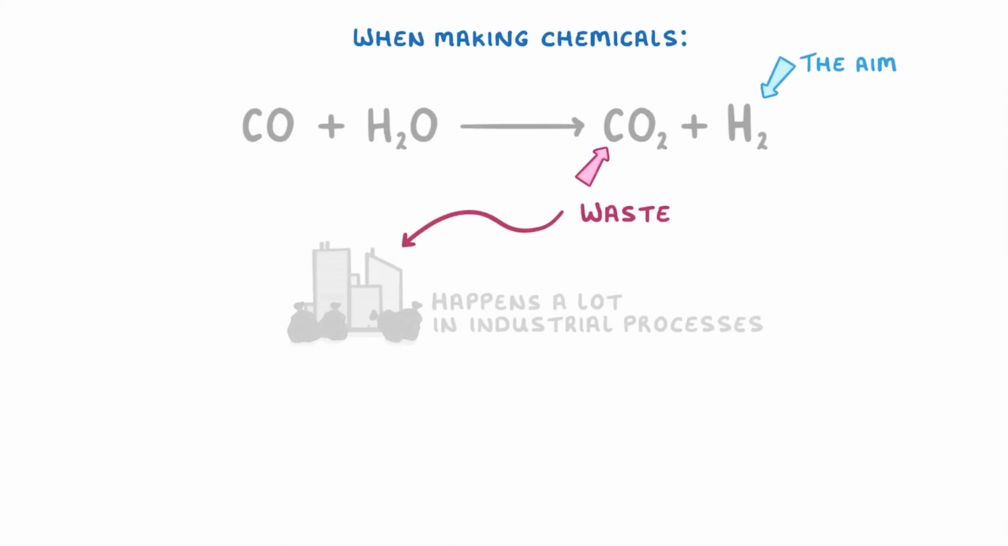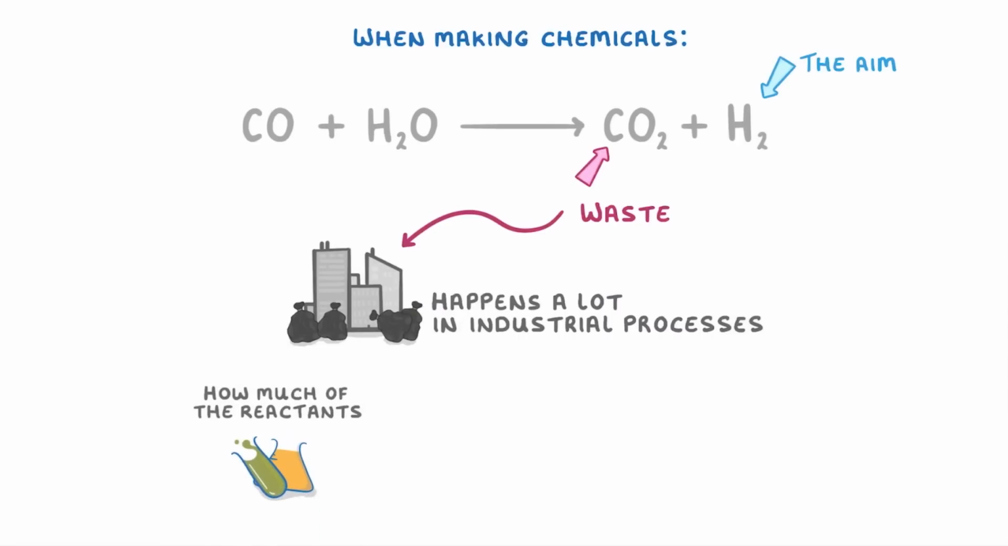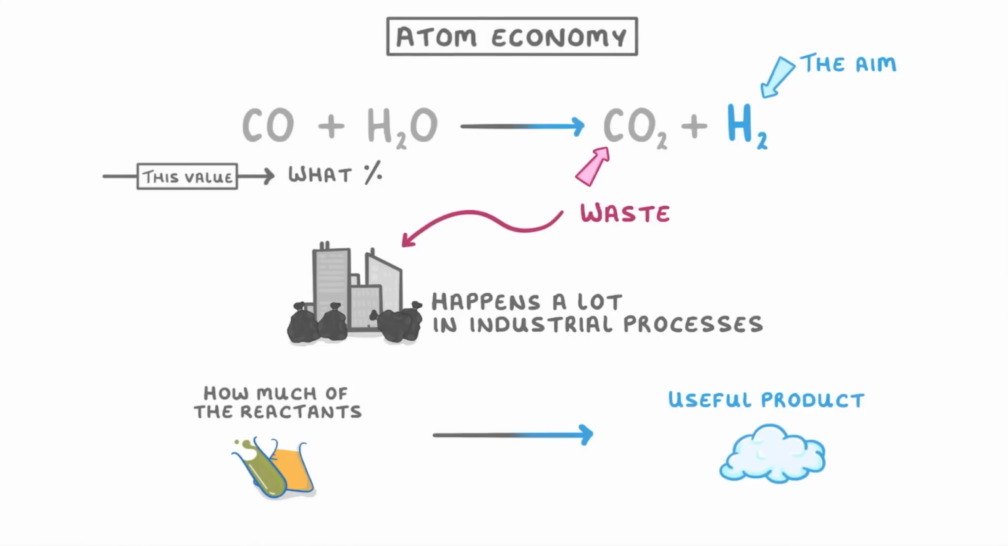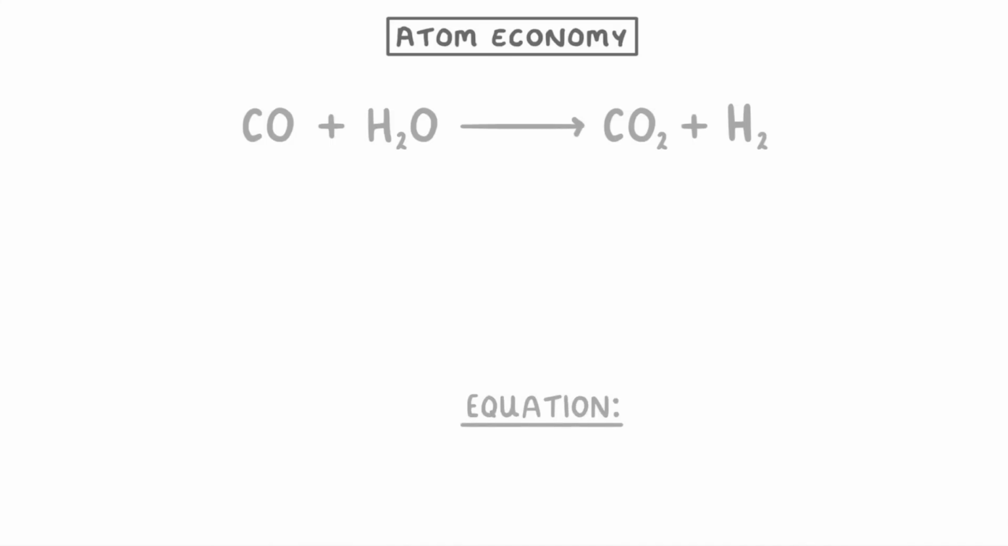This production of waste products happens a lot in industrial processes, and so it's helpful for companies to be able to quantify it and know exactly how much of the reactants are actually going to form the useful products that they want. So in this case, that would be what percentage of the carbon monoxide and water is actually going to form hydrogen. We call this value the atom economy, and the official equation for it looks like this.